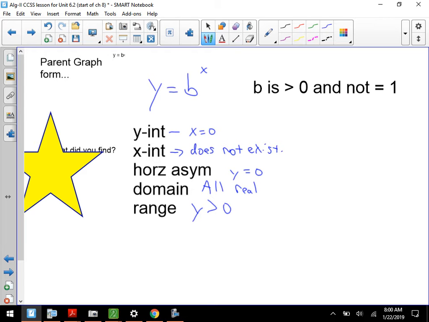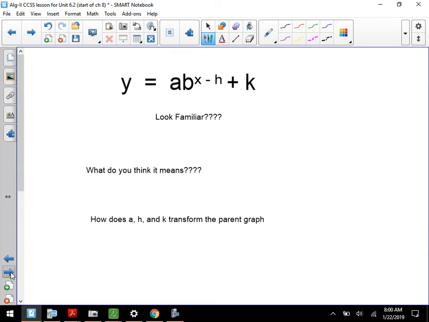Well, this is when you say all real, it's just going to be all real numbers. Pretty straightforward. Which then allows us to do this. That should look familiar.